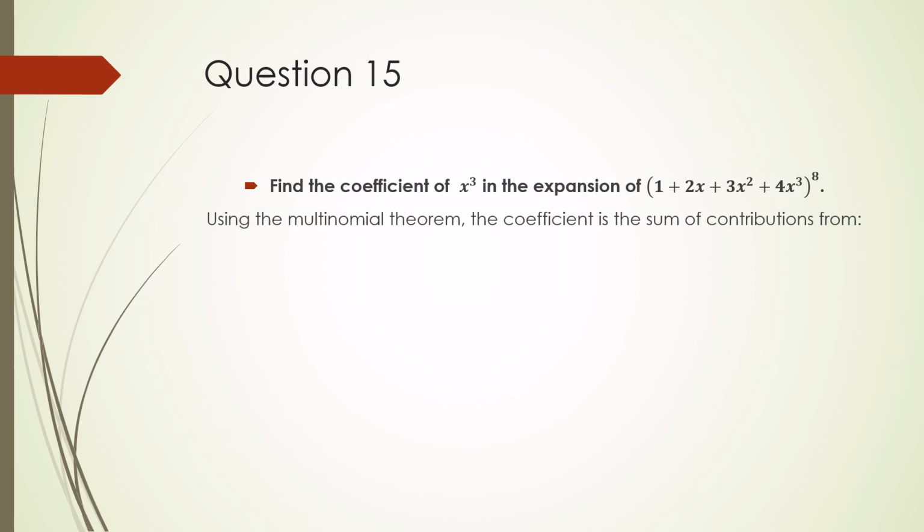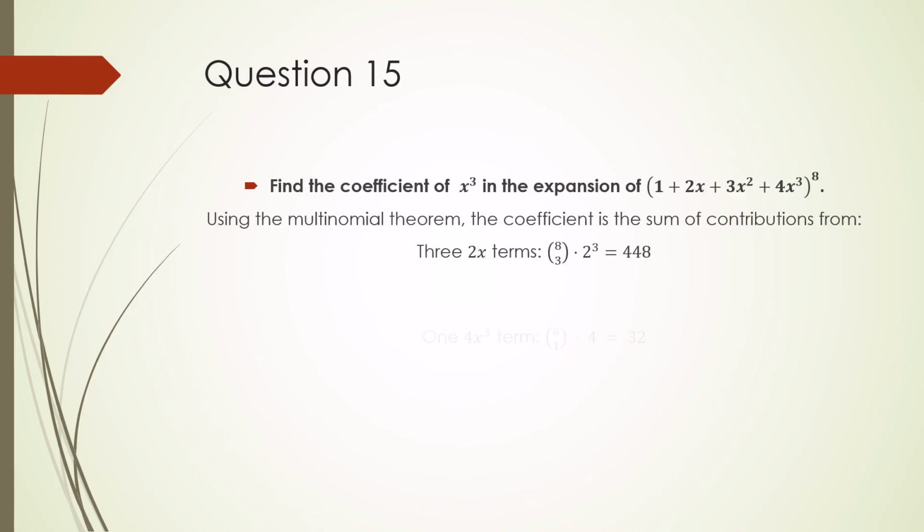To obtain x cubed, we need to consider the following combinations of terms from the expansion. For the first case, we select 3 of the 2x terms. Each 2x will contribute x, and we need 3 of them to make x cubed. The number of ways to choose 3 terms from 8 is given by 8 choose 3, and the coefficient from each 2x is 2. So the total contribution from 3 2x terms would be 8 choose 3 times 2 to the power of 3, which is equal to 448.